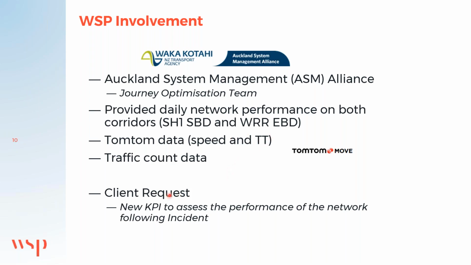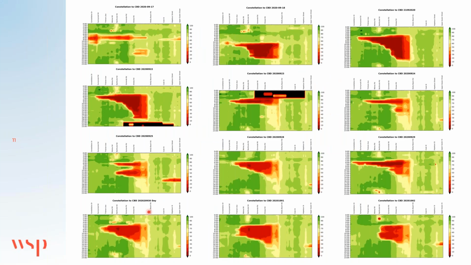And as I will show you, for each day we created heat maps and monitored the performance of the network. After the incident, there was a request from the client on how we could use a new KPI to assess the performance of the network. At that time, we tried to use trip resilience to measure the resilience and reliability of the network at each time. These are the heat maps that we created for each day.